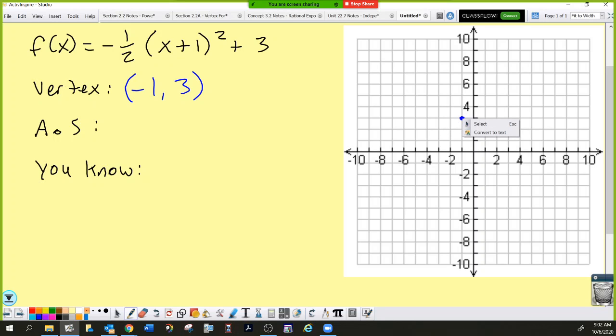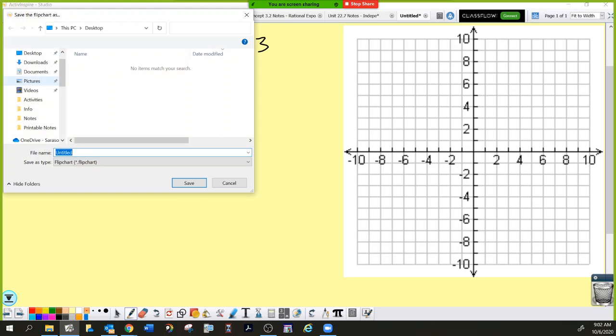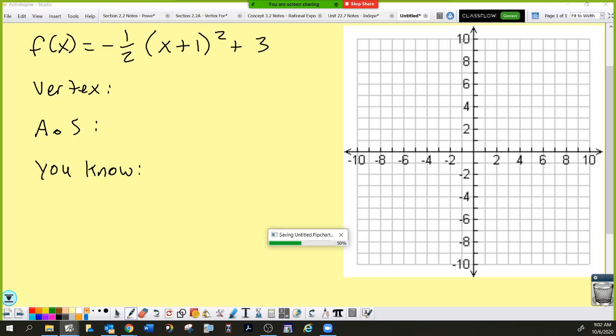And hold on one second, forgot to save this. You're not wrong. I just want to save my flip chart. I forgot to save it. And that is important that I do that. There we go. So you said -1, comma 3. Put the dot right here.